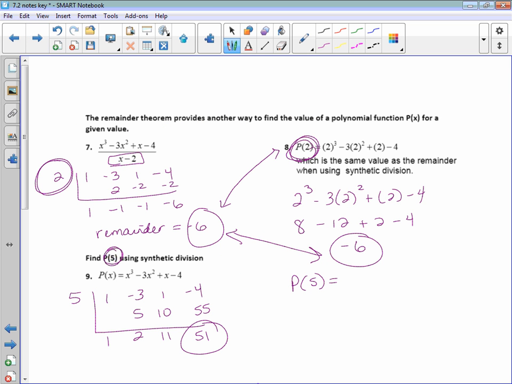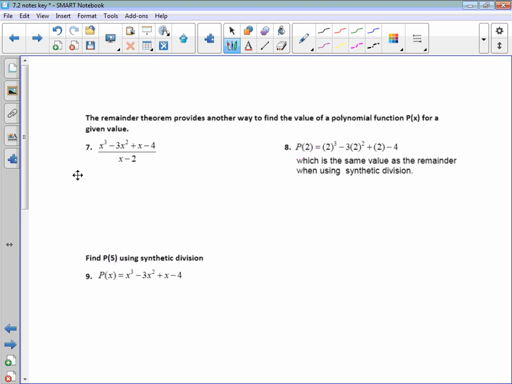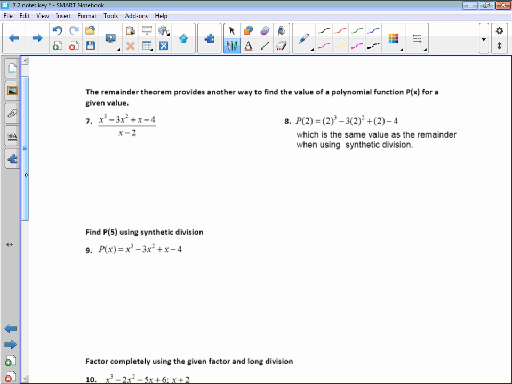All right, guys. So let's go ahead and turn the page. It's actually not that hard. All right, guys. So the remainder theorem, we talked about if the remainder was 0, then you knew it was a factor. The remainder theorem kind of provides another way for you to check to see if you got it right on those synthetic division ones.